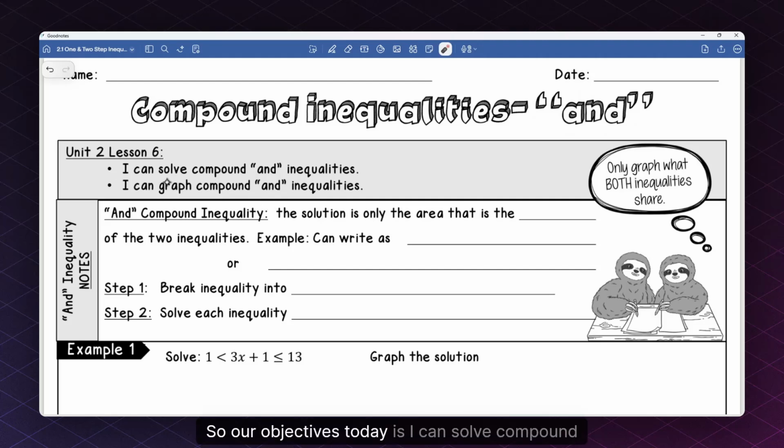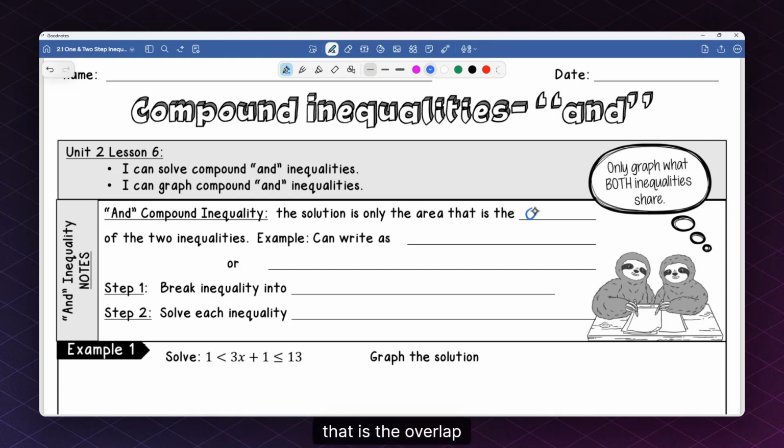Well, let's get into it. So our objectives today are: I can solve compound "and" inequalities, and I can graph these compound inequalities. And the difference between "or" and "and" is that the solution for an "and" compound inequality is what makes both inequalities true. Okay, so let's write down some stuff about that. In an "and" compound inequality, the solution is only the area that is the overlap of the two inequalities.